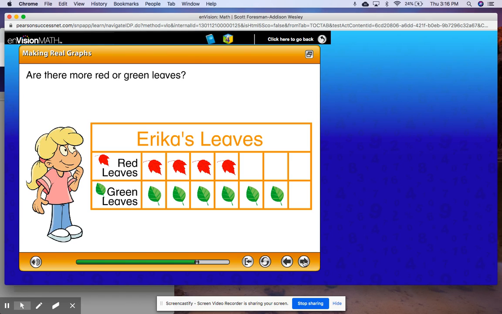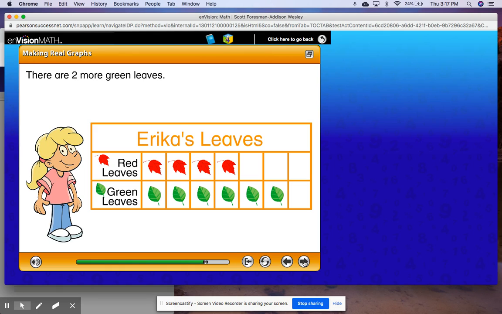Now that the information is presented in a graph, it makes it a lot easier to see which type of leaf she has more of. So looking at this graph, boys and girls, are there more red leaves or are there more green leaves? Shout out your answer. There are two more green leaves.